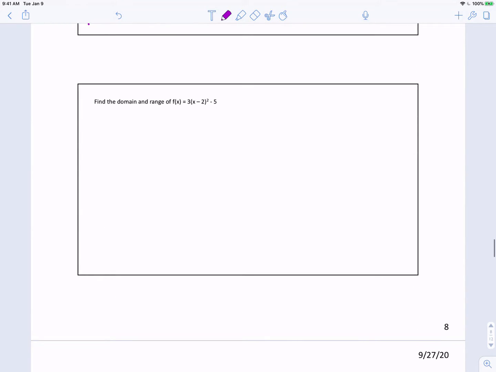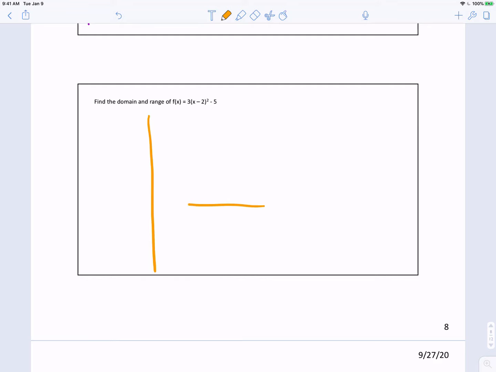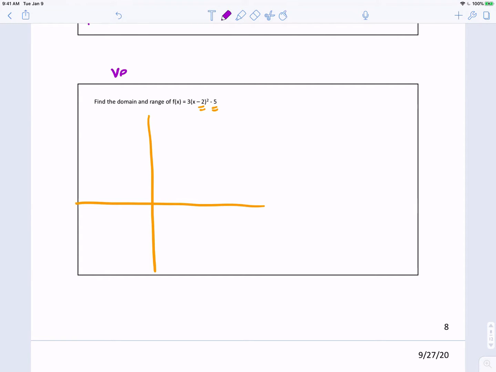What about if we're given the equation? Find the domain and range of f(x) = 3(x - 2)^2 - 5. Well, what I would really suggest is just draw a quick sketch of the parabola. Because this is in standard form, we can clearly see the vertex. So remember, the vertex is the point (h, k). And in standard form, this parabola would have a vertex at x minus h is 2, and then at the end we're tacking on a -5. So this parabola would have a vertex at (2, -5).